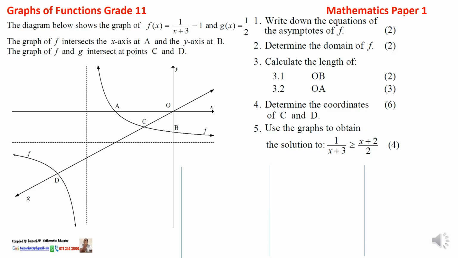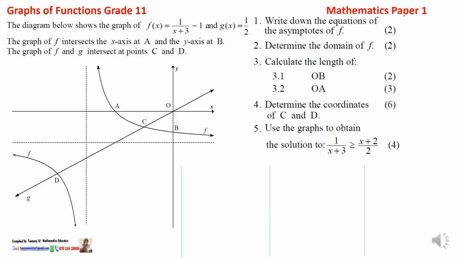The diagram below shows the graph of f(x) = 1/(x+3) - 1 and g(x) = 1/2 x. We are given the graph of a hyperbola, a hyperbolic function and a linear function together. The graphs are intercepting the x-axis at A and B. That is the graph of f.